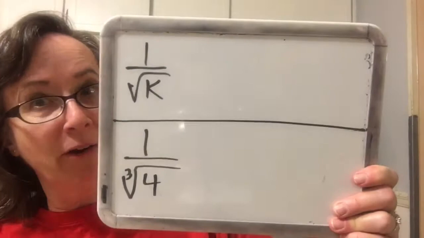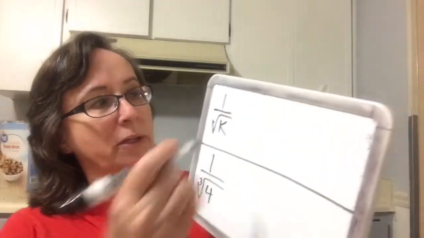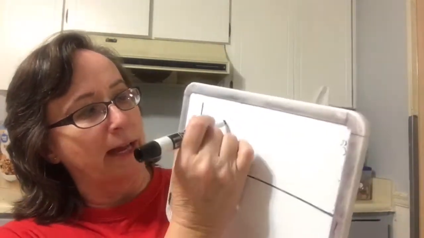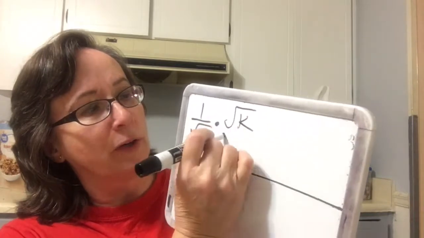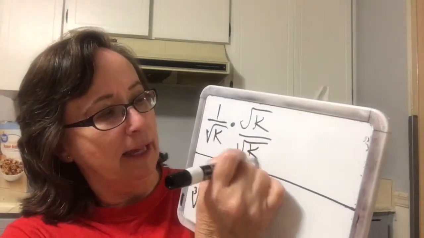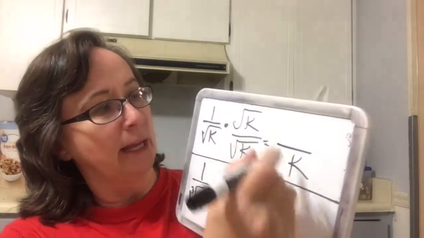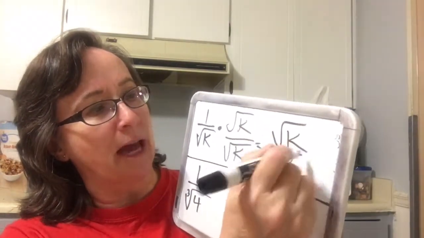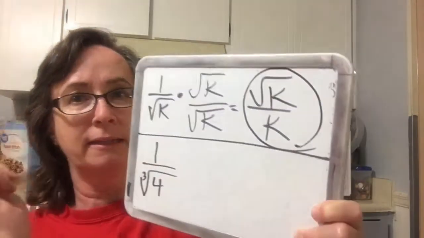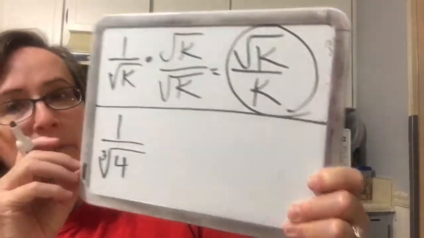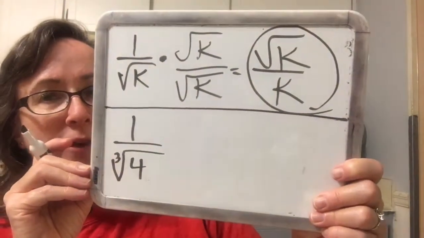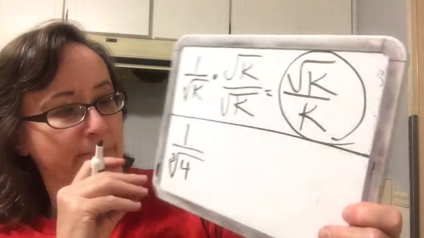Now we have a variable in the denominator. So we're going to, k is simplified, square root of k over square root of k is k on the bottom, square root squared, and then a square root of k on the top, and I can't do anything to simplify that. On the bottom, now we have our first cubed root.